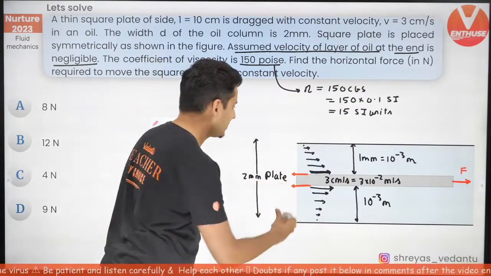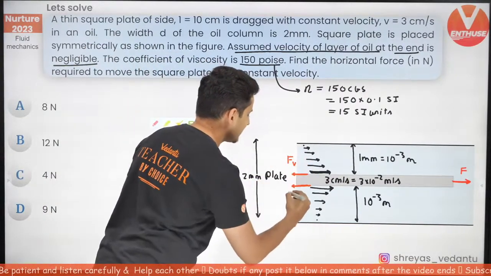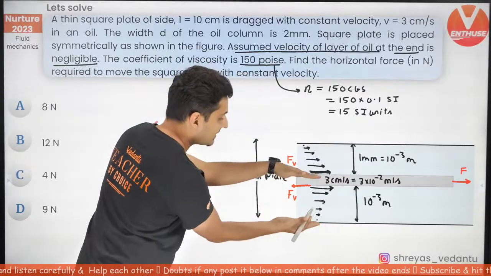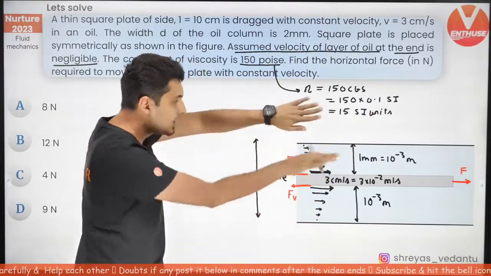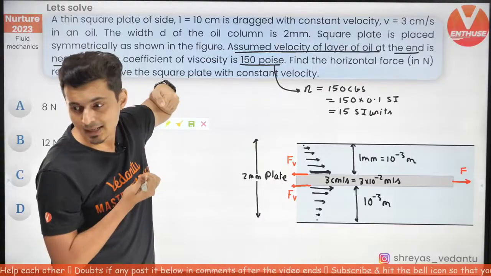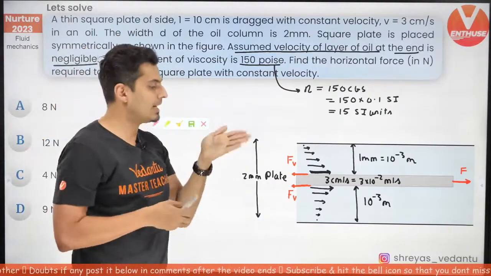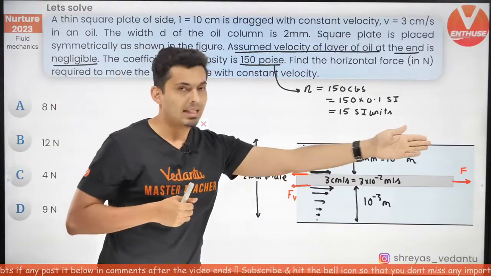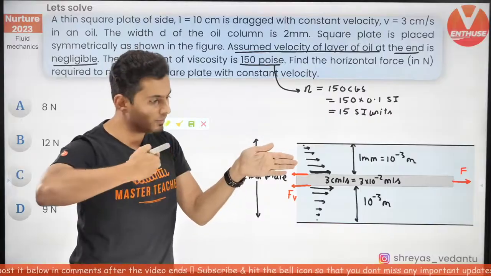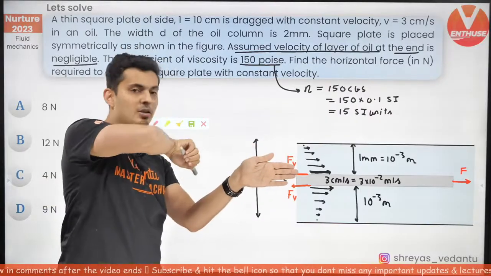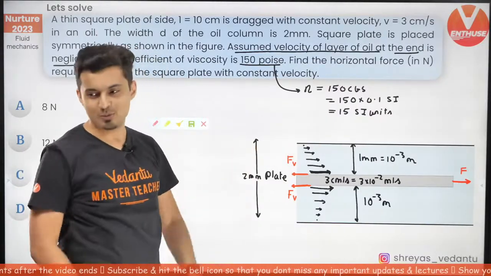Alright, so there are 2 drag forces, one viscous force here and one viscous force from this side of the fluid. Both sides, the fluid is going to pull it behind. Okay, 2 sides. It's like a plate moving like this. So this side of the fluid will pull it. This side of the fluid will also pull it. So that's why 2 drag forces.